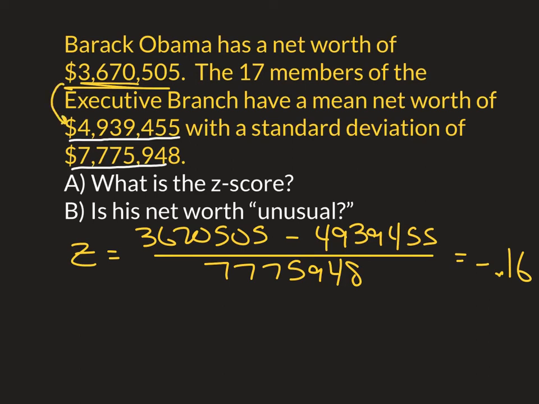Now, that's part A. Part B, is his net worth unusual? You would say no, it's not unusual because it's not far from the mean. It's definitely not 2 standard deviations away from the mean. As long as it's within 2 standard deviations of the mean, it is usual and not unusual.